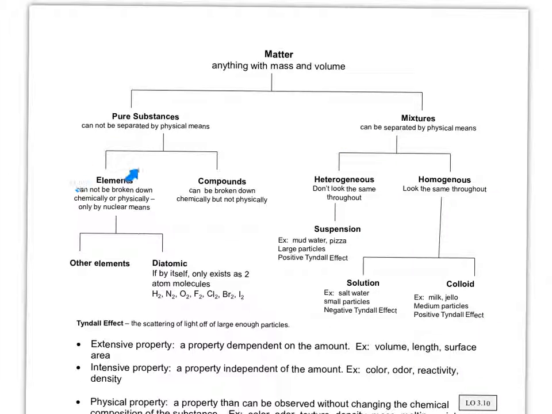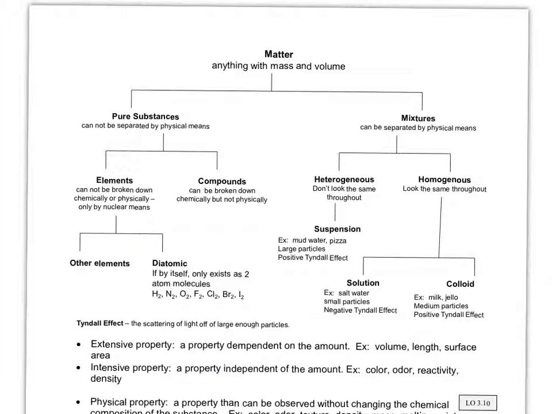So elements, those are the most basic types of matter, and they cannot be broken down chemically or physically. So if I do a chemical reaction, I still cannot change a hydrogen atom. It's still a hydrogen atom. The only way I can really change them is by nuclear means, and nuclear chemistry is out of the AP exam, so you do not need to worry about that.